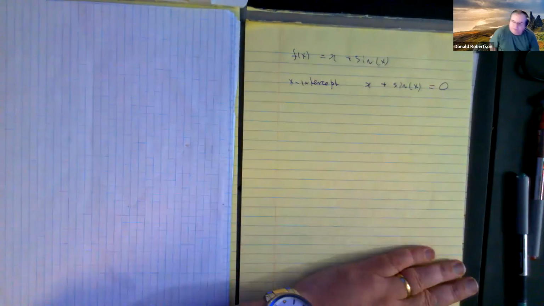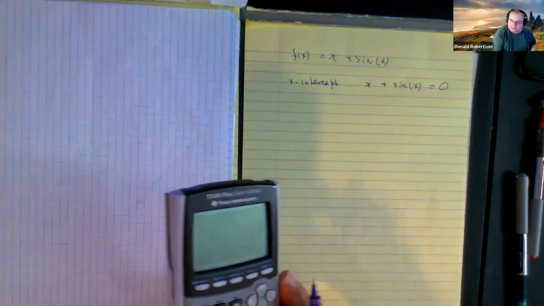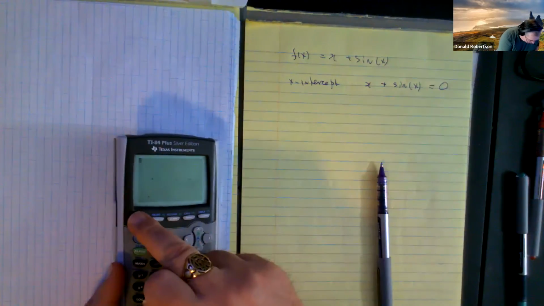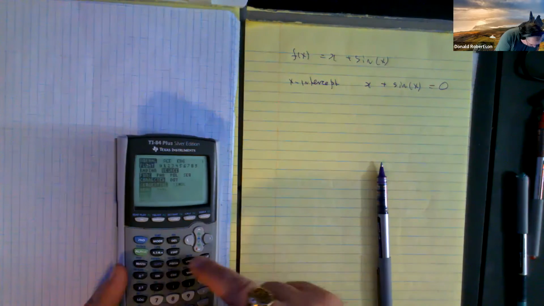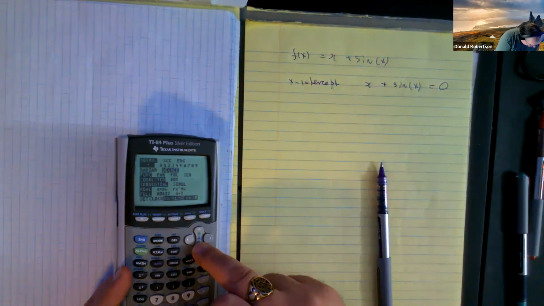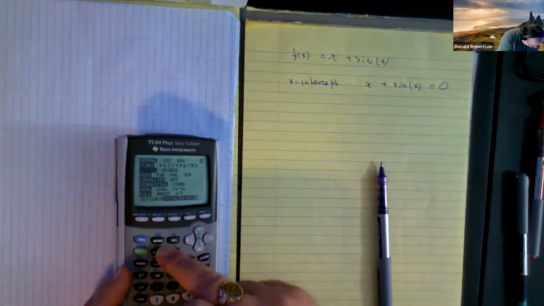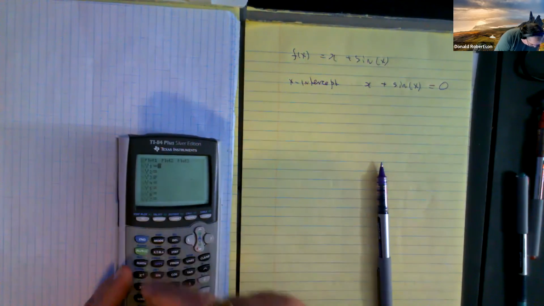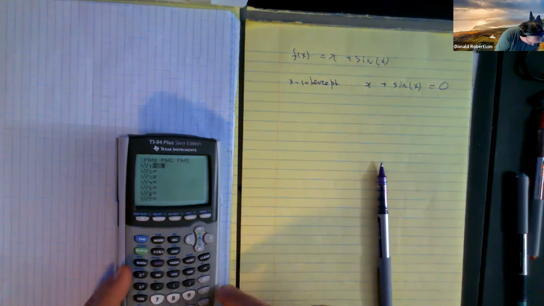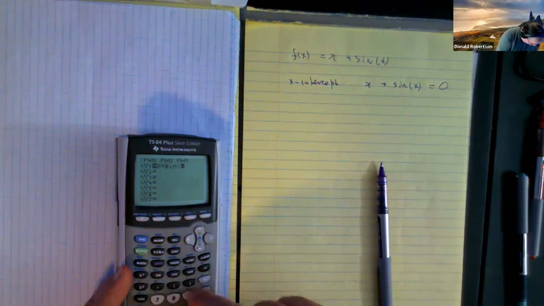X-intercept ends up being x plus sine x equals 0. That's not going to work. You won't be able to solve that algebraically. So I'm going to go into y equals. I'm going to make sure that I am in radians. This calculus is in radians. I'm going to go set and quit. I'm going to do y equals x plus sine of x.